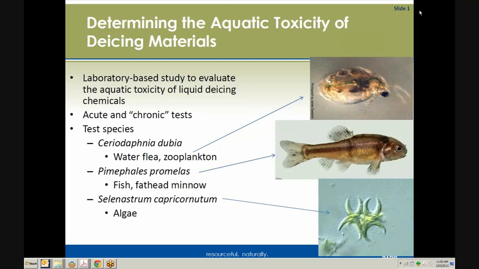Fathead minnows, which is also a commonly used fish test species for compliance purposes and is well known in terms of culturing. And then another test species which is not as commonly used but was also used for this study is the algae called Selenastrum capricornutum, and it is a large algae also used in compliance testing, standard EPA type testing organisms.